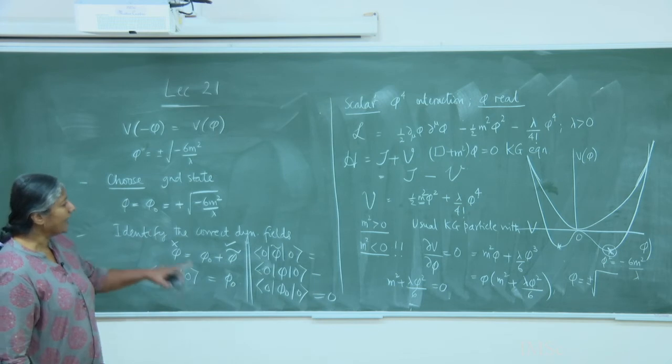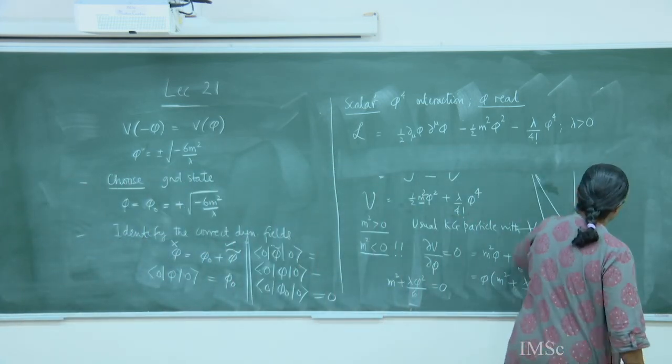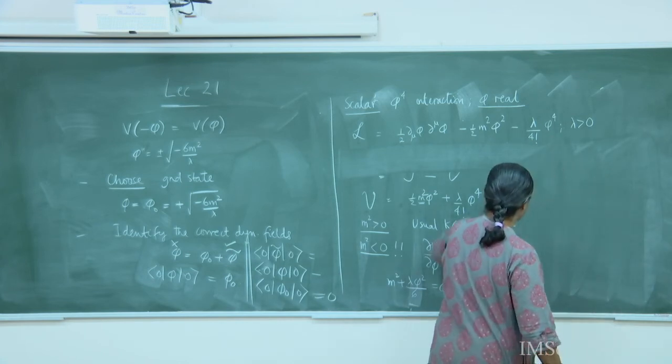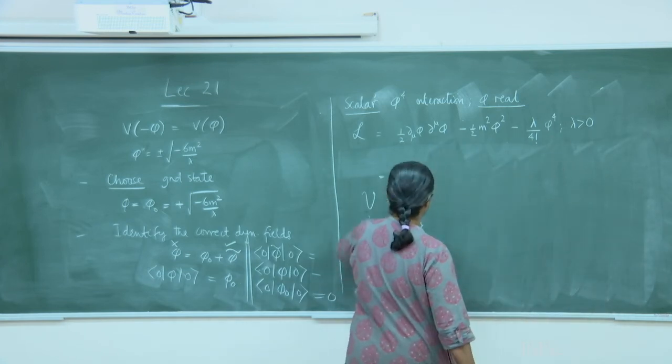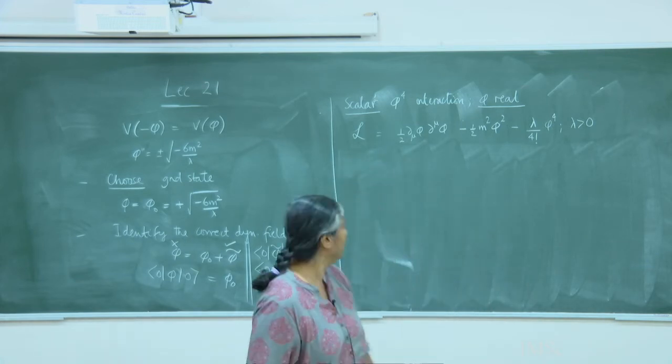So let us put that back in this Lagrangian, and then see whether we can make sense of what this field actually means. I am always going to be looking at m squared less than 0, please remember, okay.